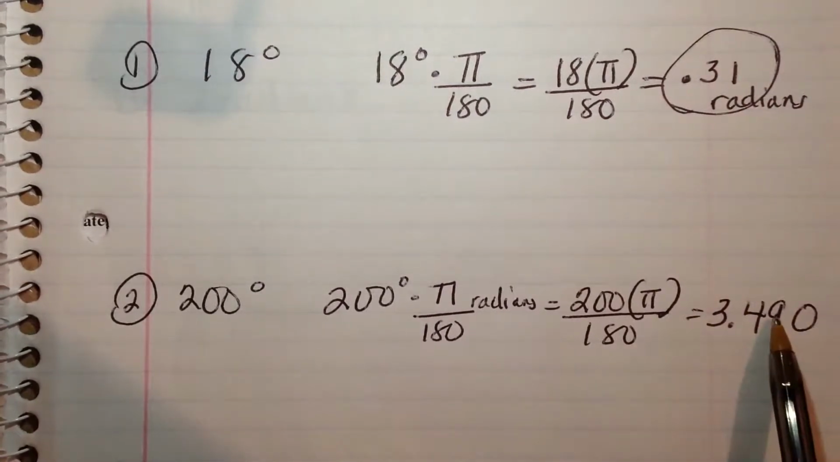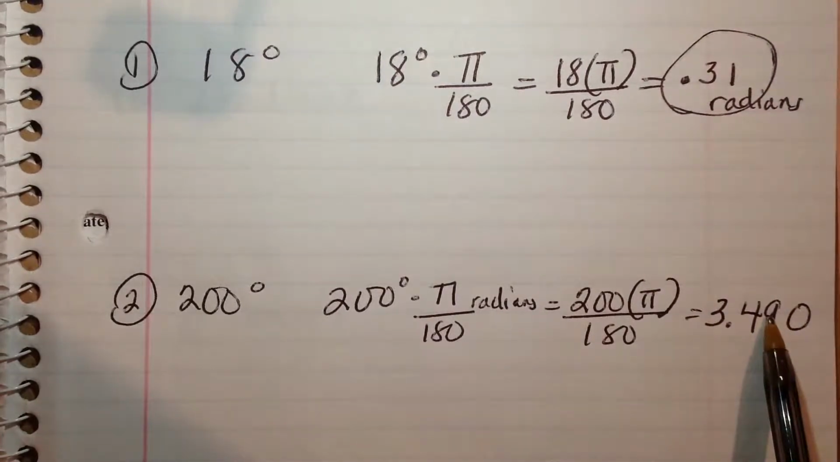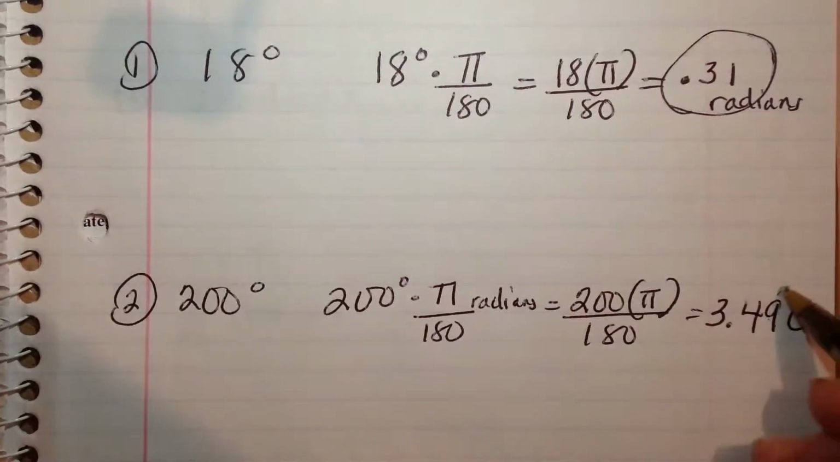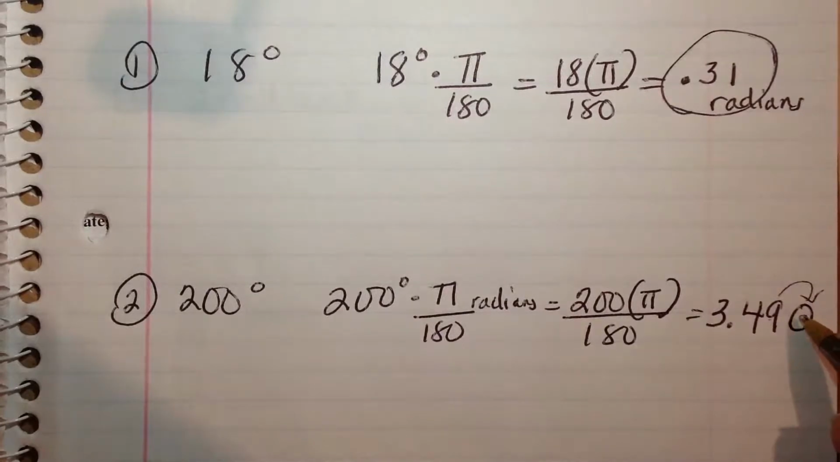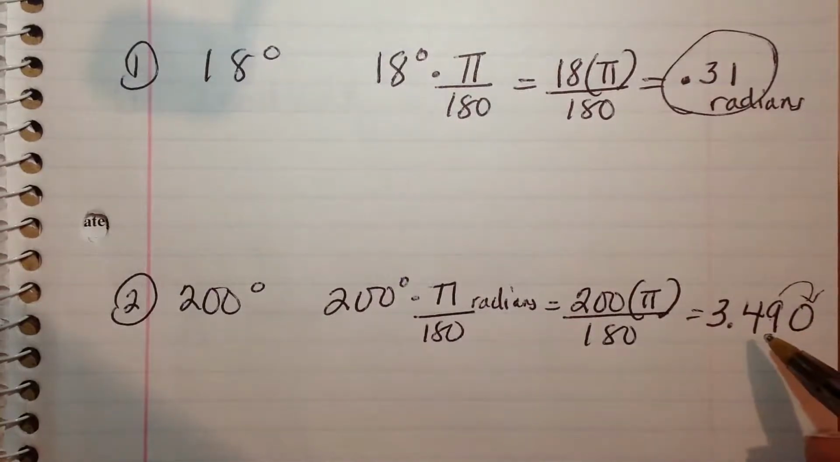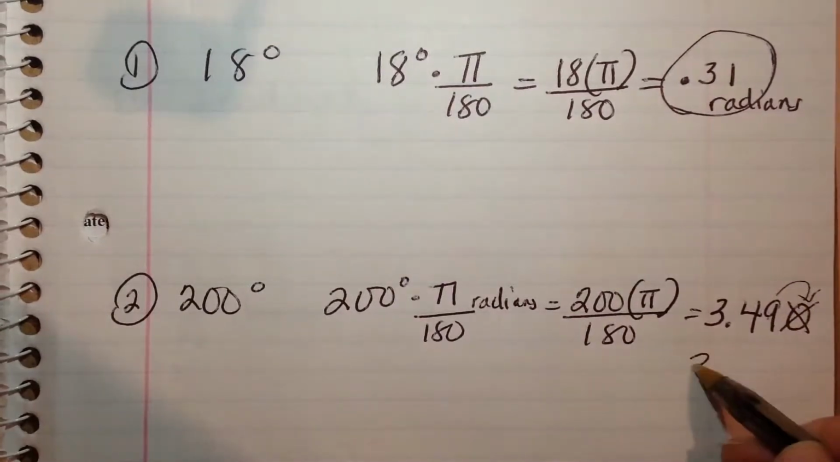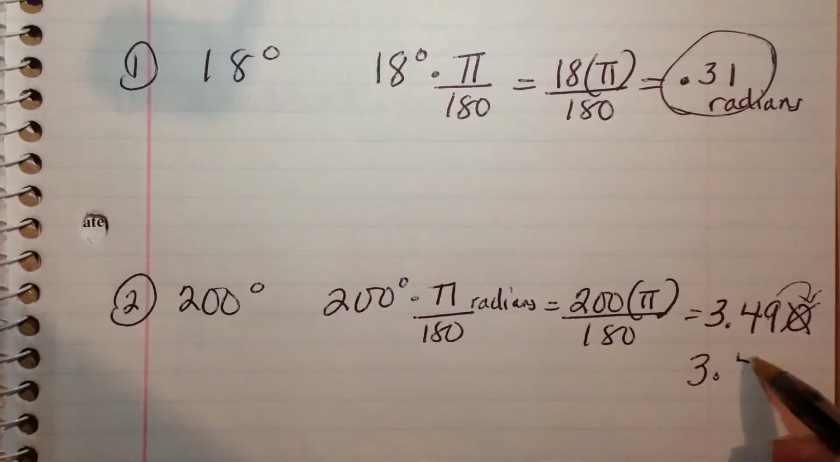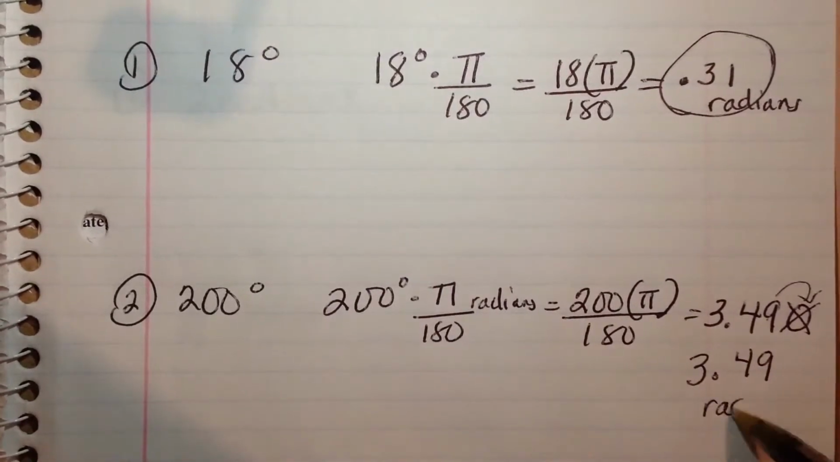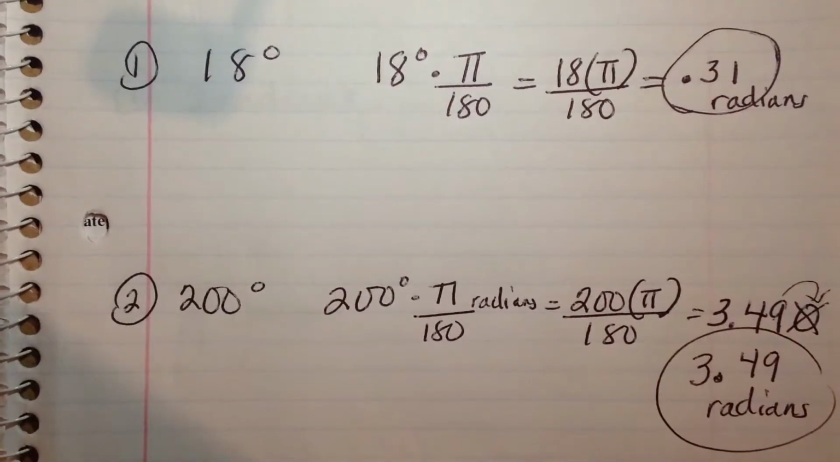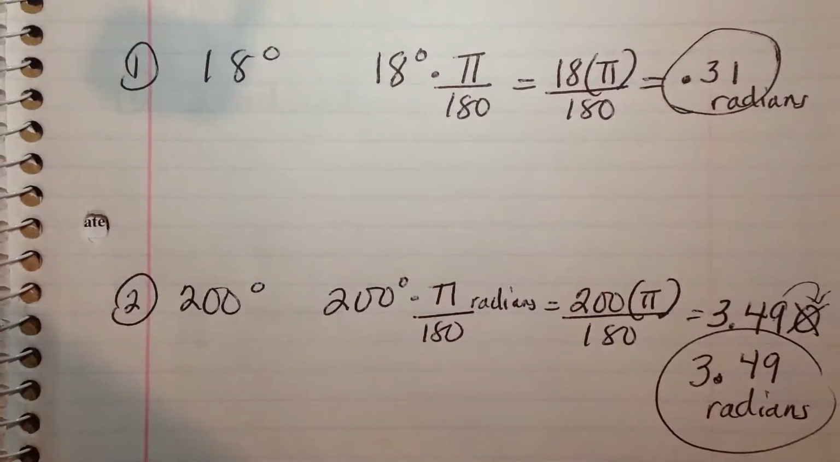Now, does 9 need to stay a 9, or does 9 need to become a 10 and make this become a 50? Well, you look to the digit to the right. If this number is 4 or less, 9 stays the same. If it's 5 or greater, you go up from 9 to 10. Being that this is 0, this 9 stays a 9. So my final answer is 3.49 radians. That's how we would work this problem and round it to 2 decimal places.